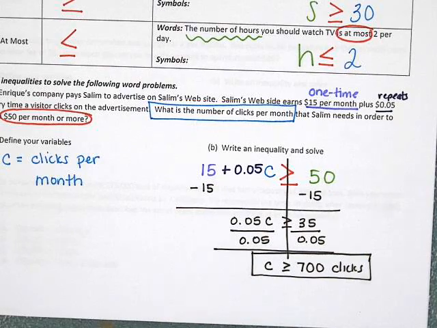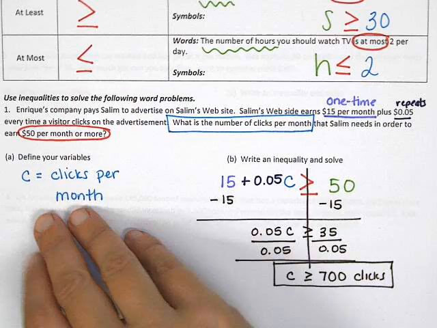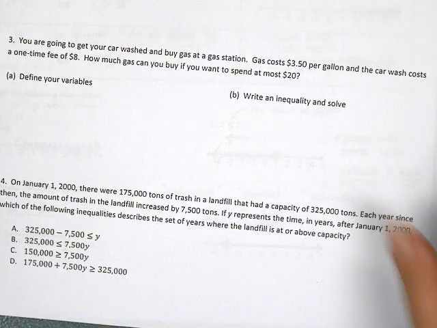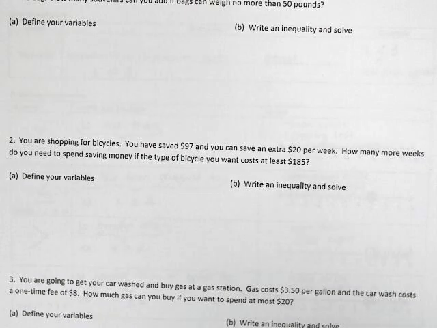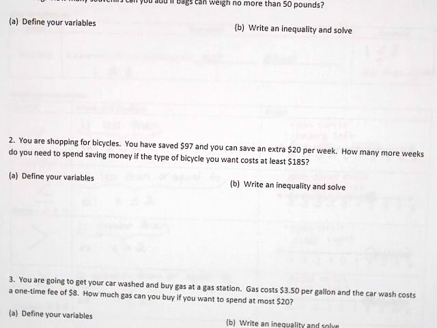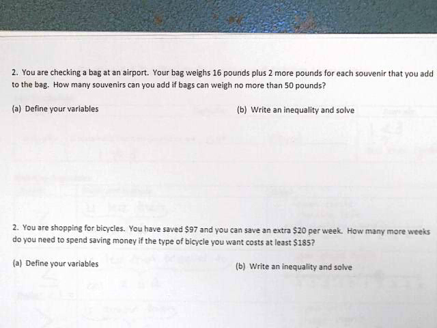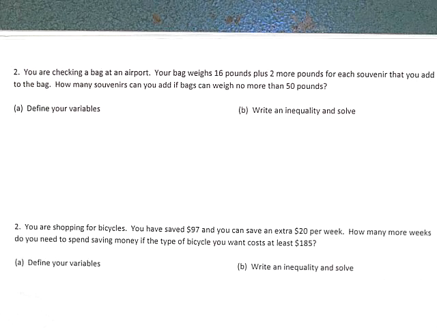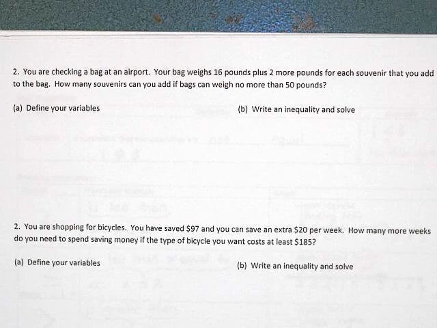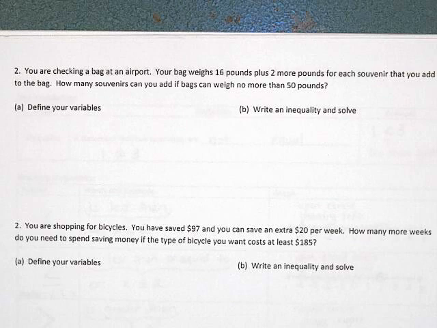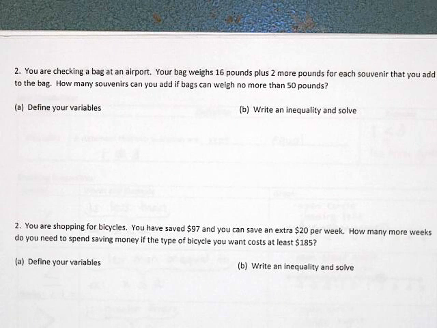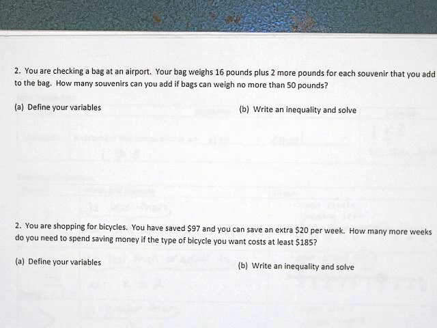All right, let's take a look at another example. So, in the next example, it says you are checking a bag at an airport. Your bag weighs 16 pounds plus 2 more pounds for each souvenir that you add to the bag. How many souvenirs can you add if the bags can weigh no more than 50 pounds? For anybody who's ever traveled, you know that there are weight limits on your bags, and if you go over, they charge you extra money.